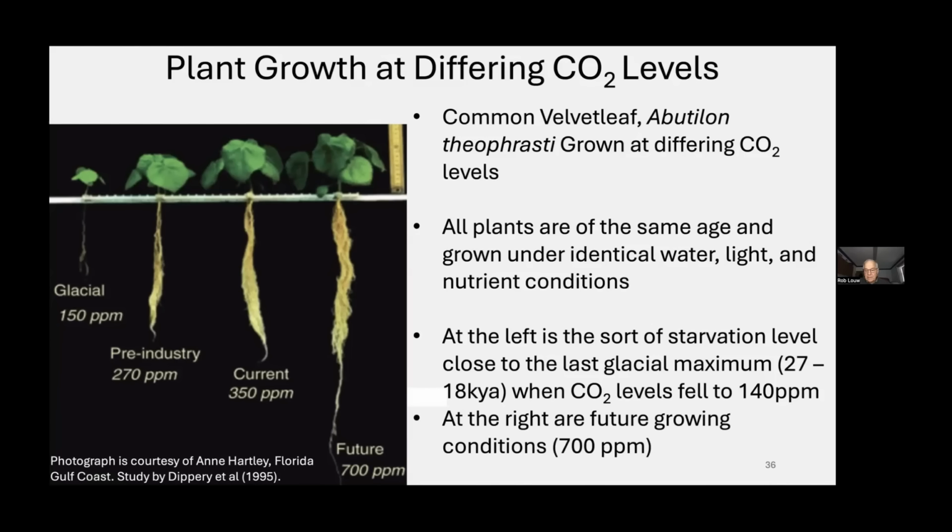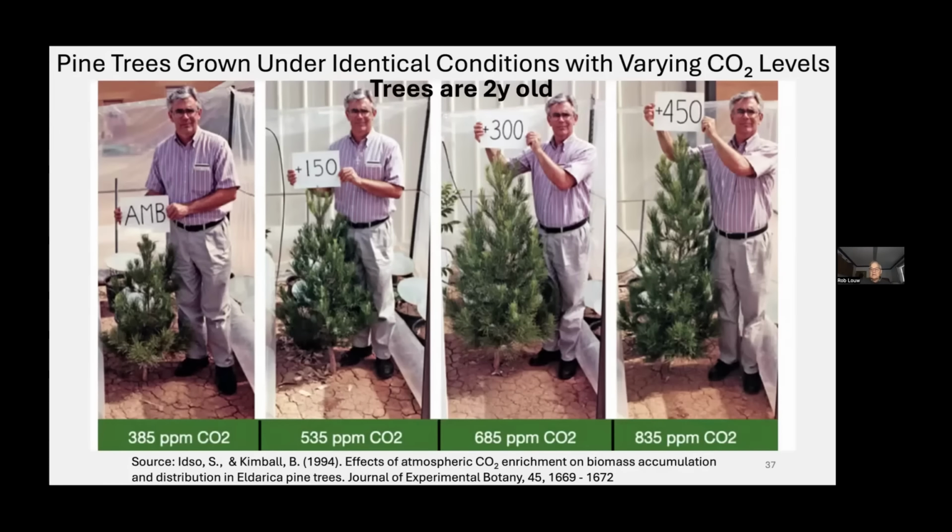And at the right are future growing conditions, which we'll get to in the next century, where carbon dioxide levels are 700 ppm. And as you can see, there's a pretty strong response. 700 ppm produces much, much more growth than 150 ppm does. Now, the same experiment has been conducted with pine trees.